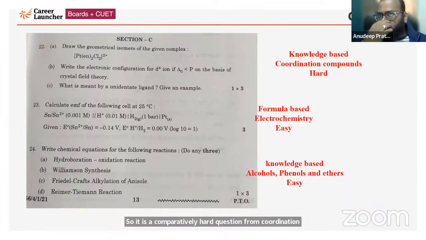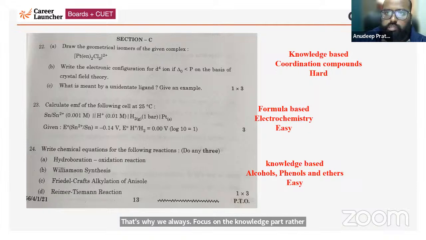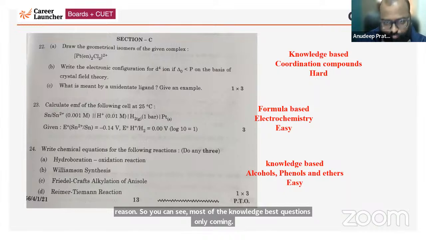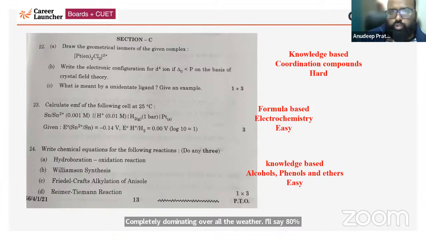So if you see the paper, most of the questions have been given from the knowledge base. So that's why we always focus on the knowledge part rather than the question-doing part. So we always give the concepts. That is why you need to be thorough with concepts. You can see most of the questions coming are knowledge-based. From the exam point of view, you need to understand that here and there are memory-based and formula-based questions, but knowledge-based questions comparatively dominate the paper. I'll say 80% of the paper is made of knowledge-based questions. Okay, so that's a big number, right? So you have to have proper knowledge for the paper.